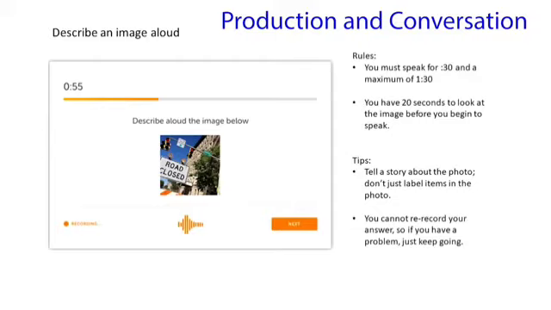Their tip tells you to tell a story about the photo. Don't just label the items that you see, but think of the reason why. So in this photo, you see a sign that says road closed. Why do you think the road is closed? What is the building that's there? Is it an apartment complex? Is it a hotel? This is your chance to be a little bit creative in your answer. And that's a good thing.